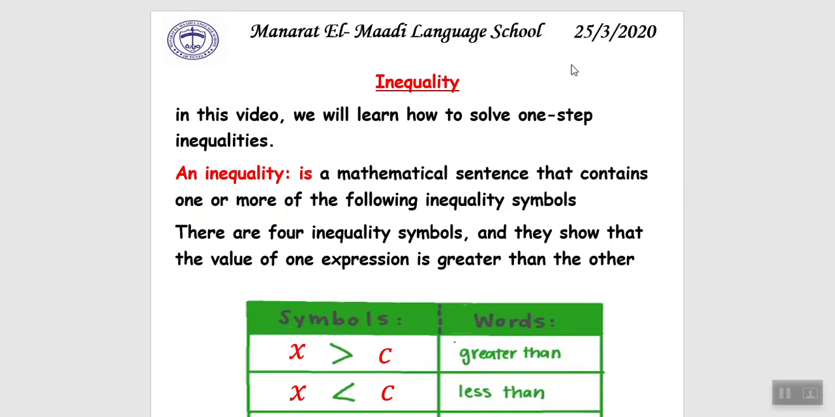Today is Tuesday, 25 March 2020. Our lesson today is about inequality. In this video, we will learn how to solve one-step inequalities.